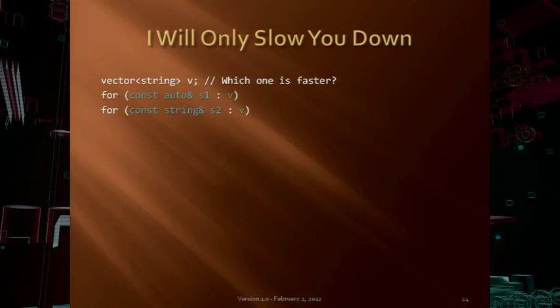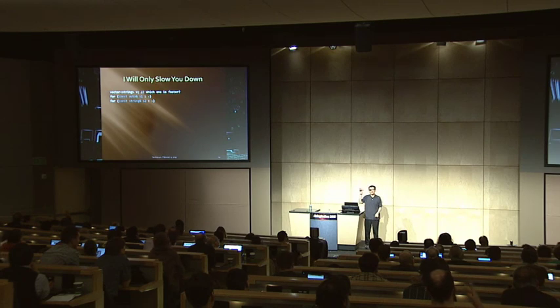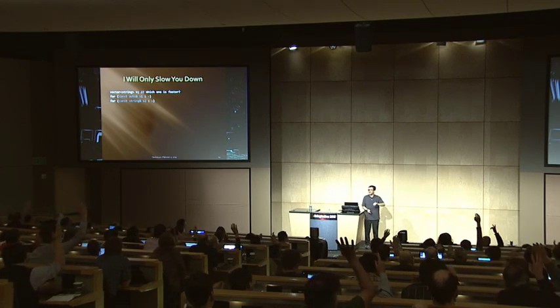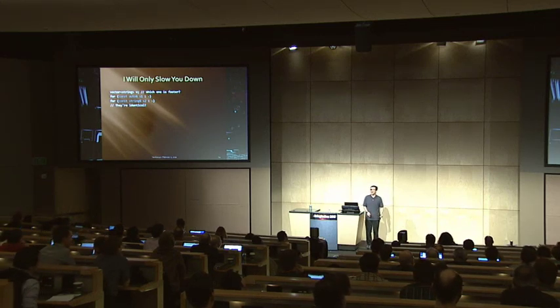So now, audience participation. I want you to vote, OK? Show of hands. I've got a vector in v, and I'm going to say either for const auto ref s1 in v or for const string ref s2 in v. One case I'm saying auto, other case I'm being very explicit about the type. Which one's faster? Raise your hand if you think the const auto ref is faster. Raise your hand if you think the const string ref is faster. Raise your hand if you think they're identical. Everyone thinks they're identical. You're right. They're identical. Very good. You're hired.